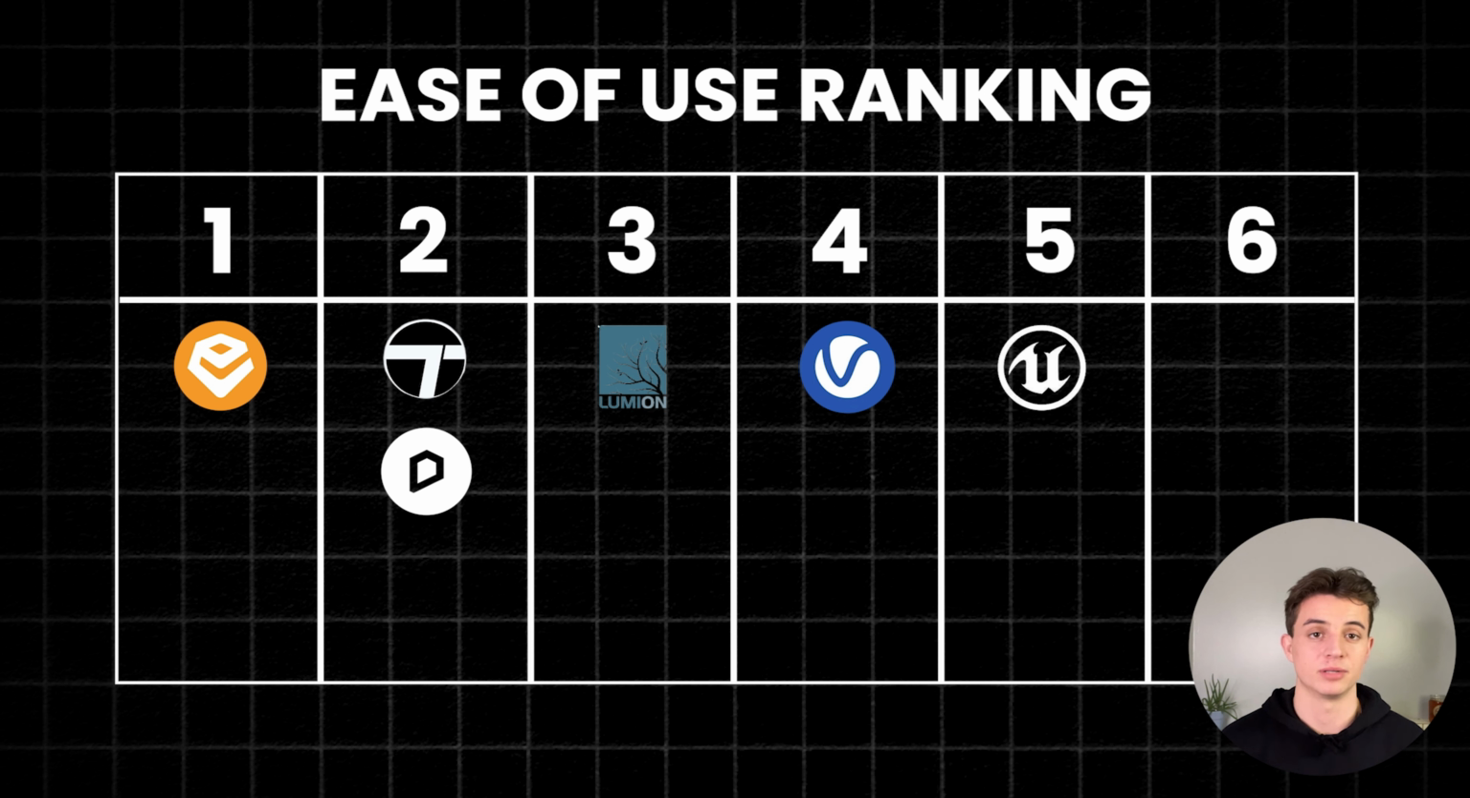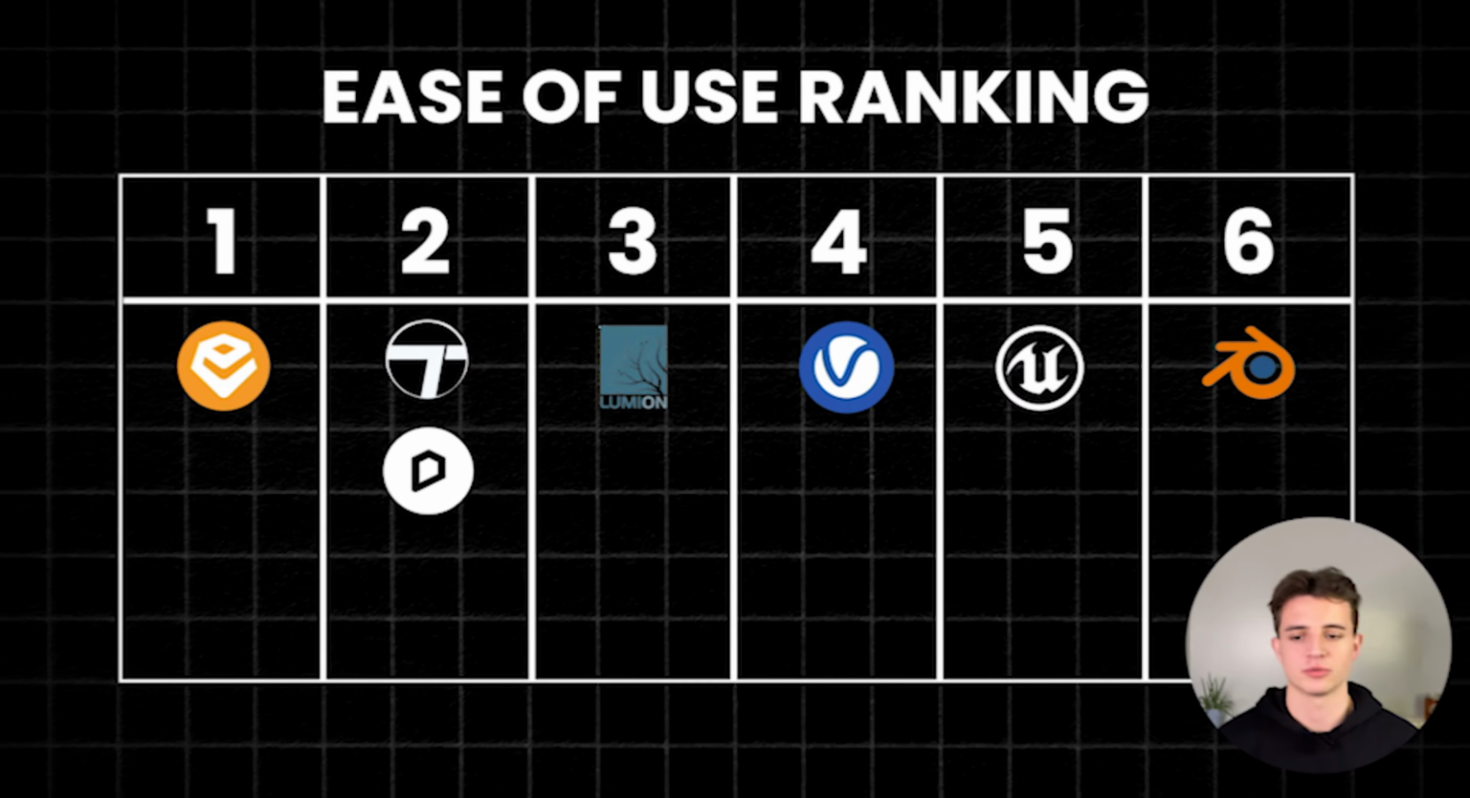Unreal Engine and Blender were both completely foreign to me and super confusing. The reason I put Unreal ahead of Blender was because there were a lot of similarities between Unreal Engine and Twinmotion, which made it a little bit easier and helped me understand faster how to work in that software. And at number 6 is Blender.